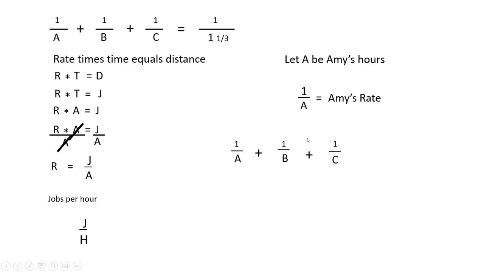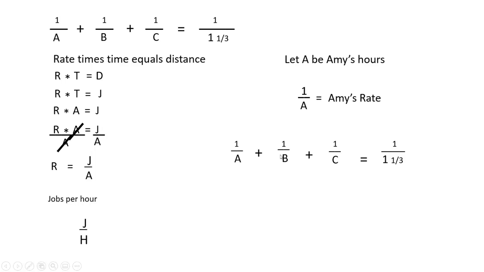So when we set this equation up, what we're saying here is that the rate of Amy's hours plus the rate of Bianca's hours and the rate of Carrie's hours is equal to the rate of the total hours of the total job. And we know what that is. That's 1 1/3 hour. So that's how we got our equation.